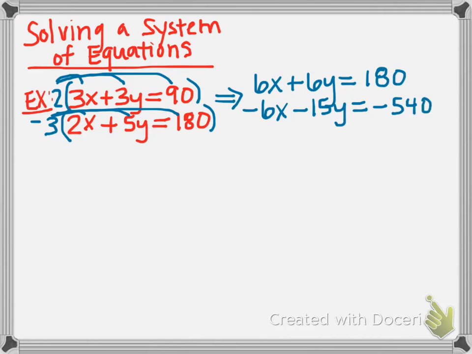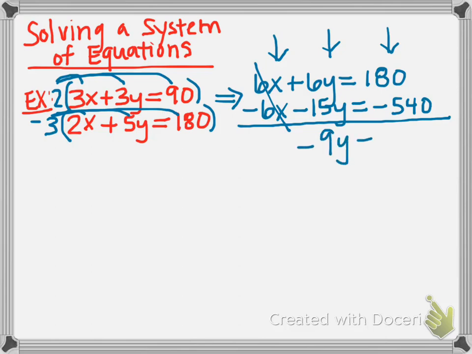Now my x terms have opposite coefficients, so I know when I add these equations together, the x terms will be eliminated. What's really important before you add them together also is that all of your like terms line right up. I've got my x terms, I've got my y terms, I've got my constants. I like to always put mine kind of like this, but it doesn't really matter. They just need to match, be in the same form. So if I add these together right now, my x terms cancel, my y terms add up to a negative 9y, and my constants add up to a negative 360.